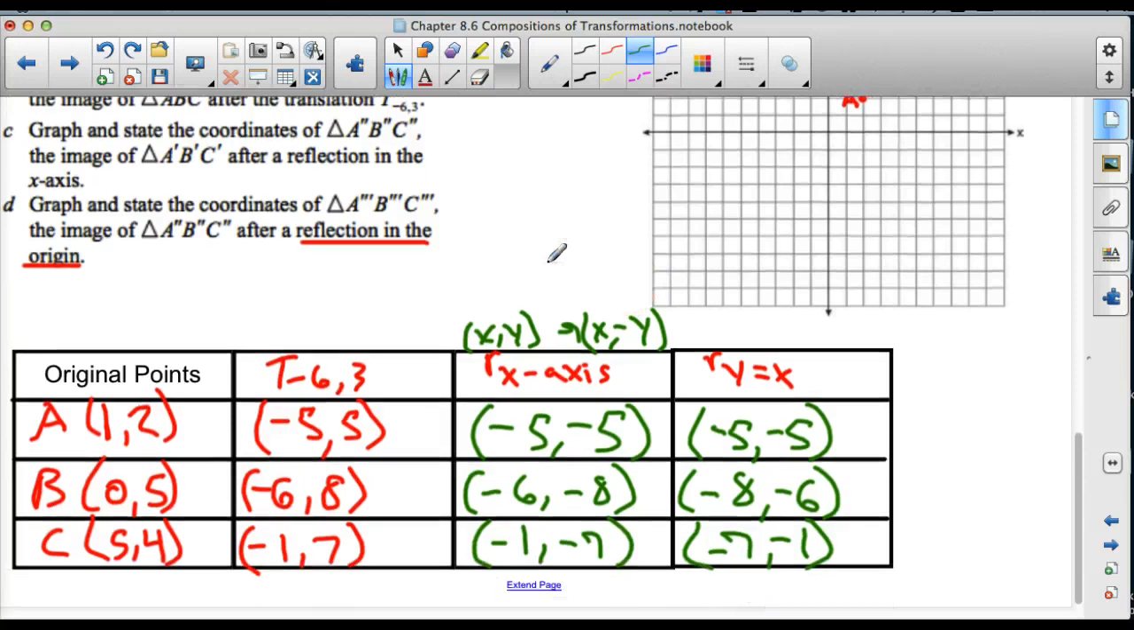And ladies and gentlemen, you have learned everything you need to know about compositions. If you can do this problem, you can do any problem they will give you on a Regents exam.